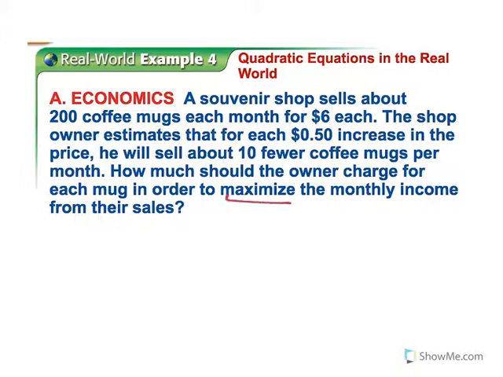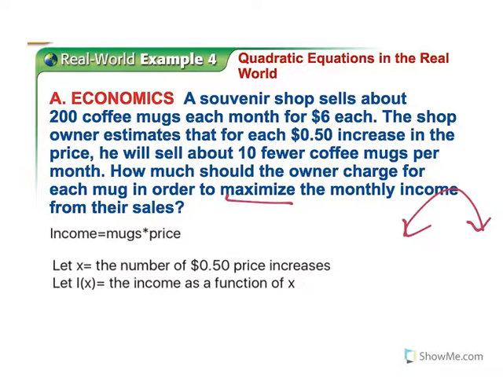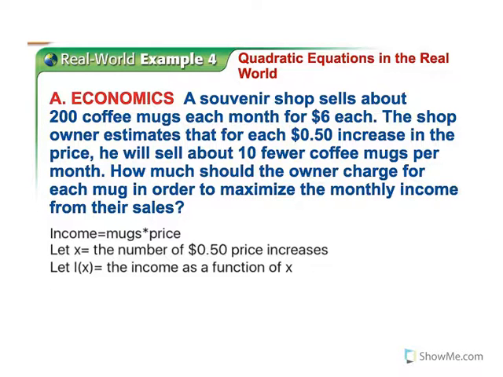Usually, anytime you see something that says maximize, you need to think of an upside down parabola. Okay? So actually, let's think about this in words. We know that the income is going to equal the number of mugs times the price. So let's actually get some variables. We're going to let x equal the number of 50-cent price increases, and we're going to let I of x equal the income as the function of x. So now let's actually write the equation.